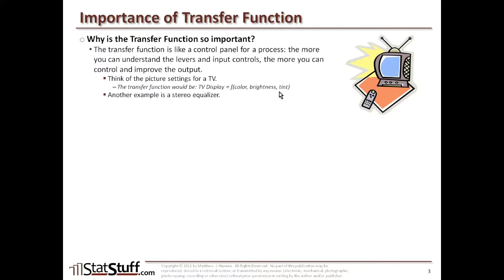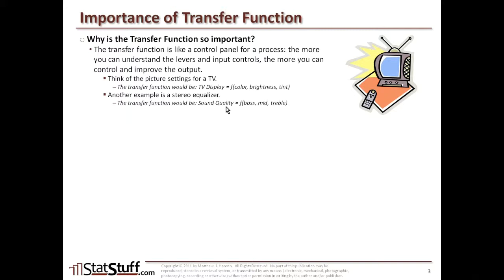Let's say you've got a stereo equalizer. Well, the transfer function for something like that might look like the sound quality, the desired quality of sound that I want to hear from my stereo, would be some sort of function of, let's say, 3 basic types of audio settings: bass, mid, and treble. Again, these are independent of each other. I should be able to independently adjust just the bass or just the mid or just the treble, and as a result those will independently influence the sound quality.